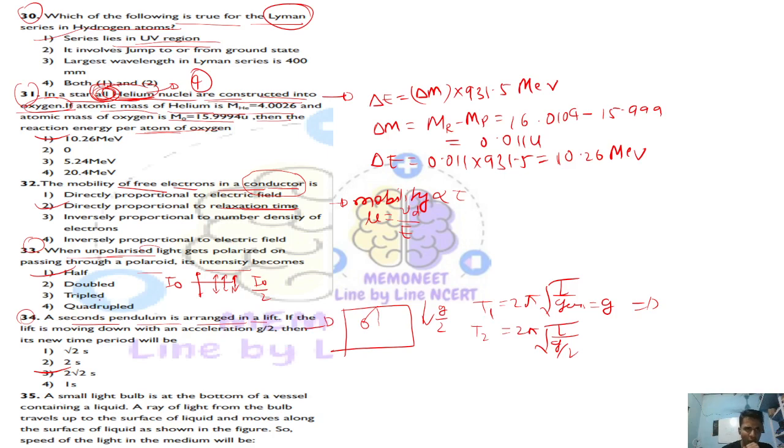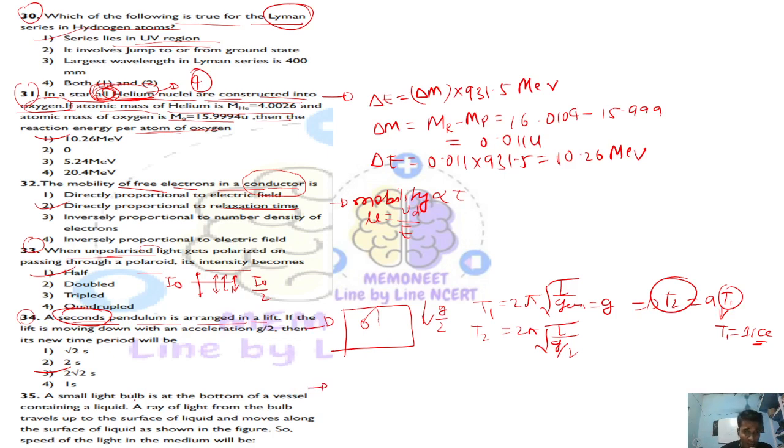Or you can say T1 is given in seconds, so you can take T1 as 1 second, and thereafter you calculate T2 in terms of T1, and instead of T1 you put T1 equals 1 second, and you get T2. Just a calculation. Okay, now moving ahead.